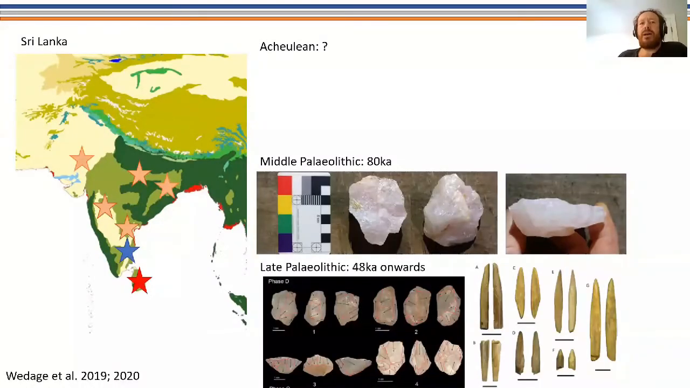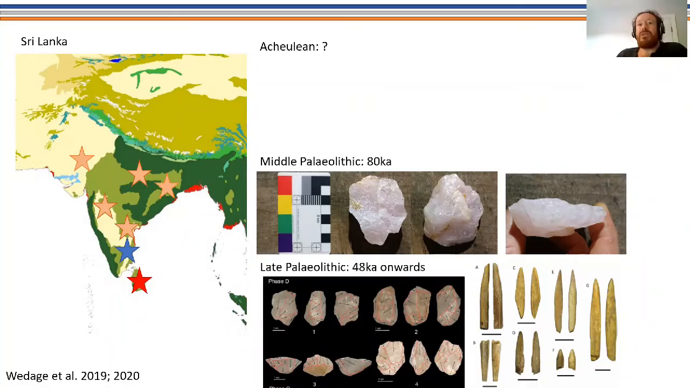So we're going to jump to Sri Lanka, where to date there's no confirmed Acheulean presence to my knowledge. Evidence for the Middle Paleolithic is currently very sparse, and hopefully it's something that should be changing in the near future. But a single site at Bundala on the southern coast currently ties a Middle Paleolithic occupation to 80,000 years ago. And I thank Oshan Wedage for being able to show me some of the artifacts from this site.